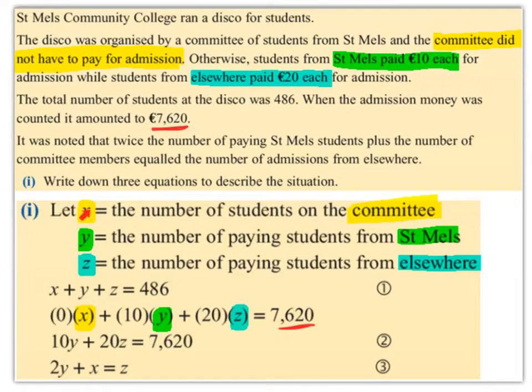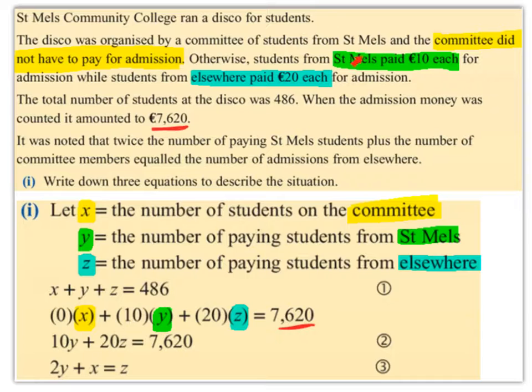So again, x represents the number of students on the committee, y represents the number of students from St. Mel's, and z represents the number of students from elsewhere. So we were told that the committee did not have to pay for admission. So we're going to have 0 multiplied by x. So x is the number of students from the committee, and they have to pay 0. So they don't have to pay at all. So €0 multiplied by the number of students from the committee.